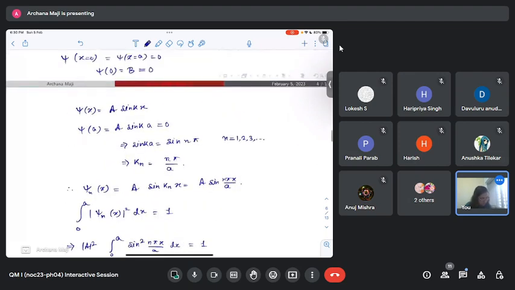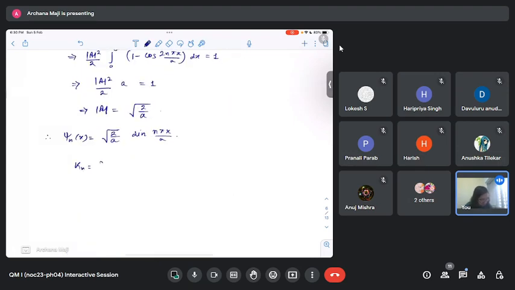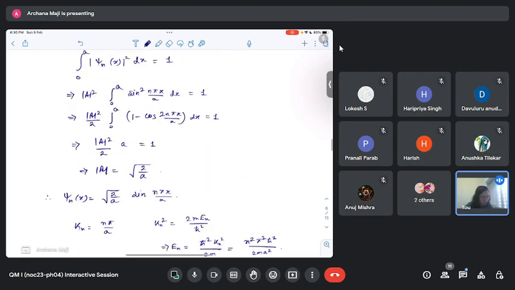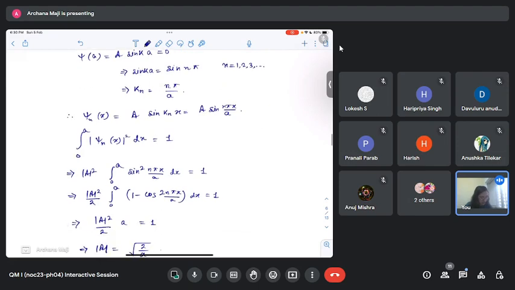So this was a condition on Kn, and Kn square was 2mE over h cross square. So from that we get the energy spectrum to be h cross square Kn square divided by twice m, that is n square pi square h cross square divided by twice m a square. It is important to note that n starts from 1 here, because if you consider n to be 0, then the wave function will be trivial, it will be 0. That is not what we want.